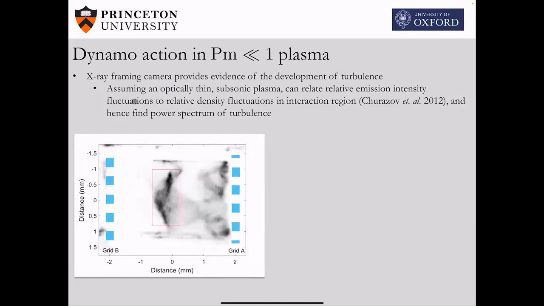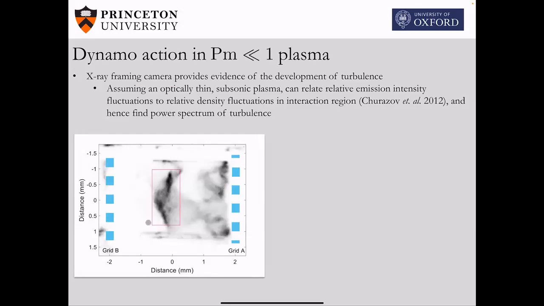We've characterized the development of the turbulence, as I mentioned, using this X-ray framing camera, and in particular making the assumption that this plasma is optically thin and the motions are subsonic. These assumptions are both well justified for this case, and I can discuss how we justify them if people here are interested. We can then relate the relative emission intensity fluctuations to relative density fluctuations in the plasma, borrowing a technique that's used quite commonly in observational astronomy. Then, given the turbulent motions are subsonic, we can regard the density as a passive scalar, and thus the power spectrum of the density is the same as the power spectrum of the turbulence.